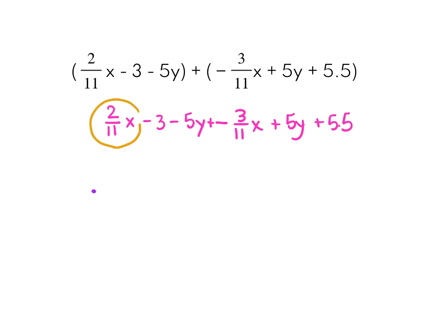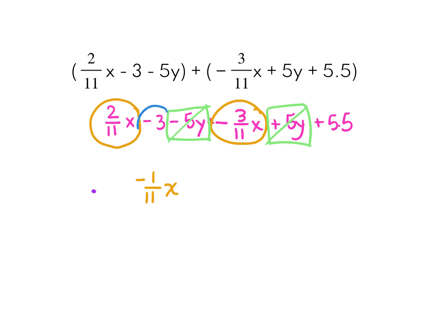So I have 2/11 x. I have a negative 3/11 x, and that's all the x's that I have. So that's going to give me negative 1/11 x. Let's see. Let's do my y's next. So I have a negative 5y and a positive 5y. Well, that cancels out, so those y's are gone. We don't even need to write them down. And then I have a negative 3 and a positive 5.5, so that ends up being 2.5.